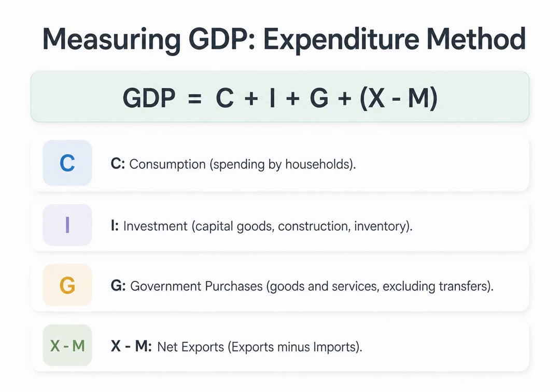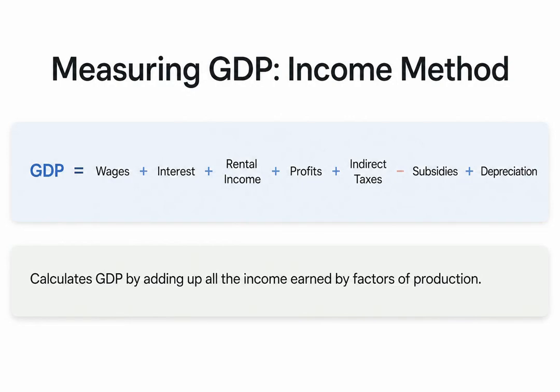There are three ways to measure GDP. The first is the expenditure method, which adds up all the spending in the economy. The formula is C plus I plus G plus X minus M. That represents household consumption, business investment, government purchases, and net exports. Notice that government transfer payments, like pensions, are not included here because they are not payments for current goods or services.